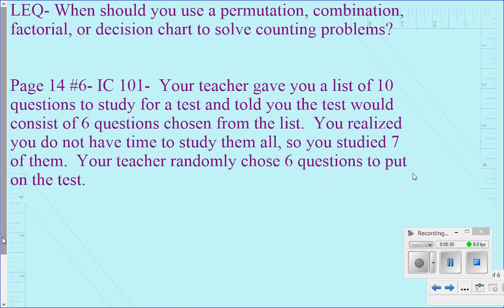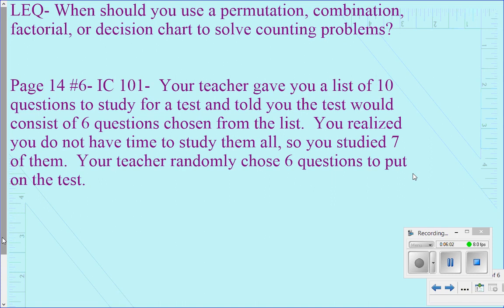So first, just make sure you understand what's happening. There's 10 questions total on a list. 6 are being put on the test, and you only studied 7 of them. So we're going to figure out how many options of 4 questions can the teacher pick from the 7 questions I studied. Well, first of all, this is just one possibility. We're trying to figure out all the number of ways that the teacher could pick questions for the test. So one option would be the teacher could pick 4 from the 7 that you studied.